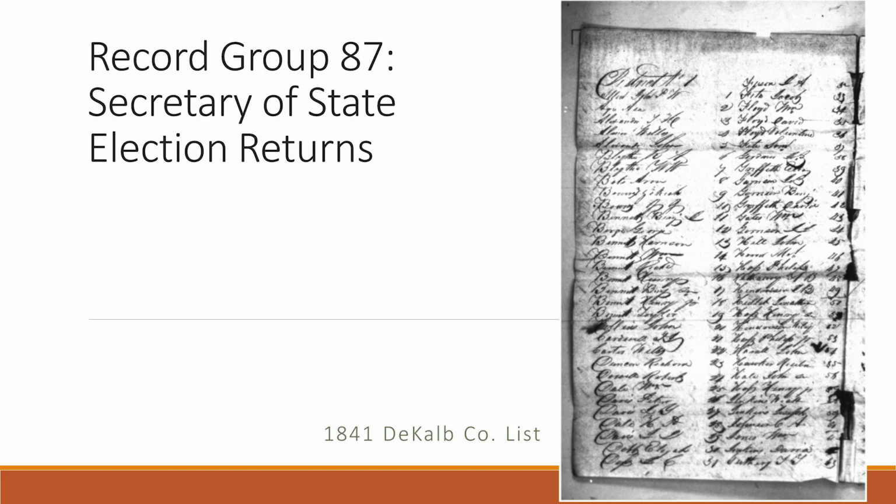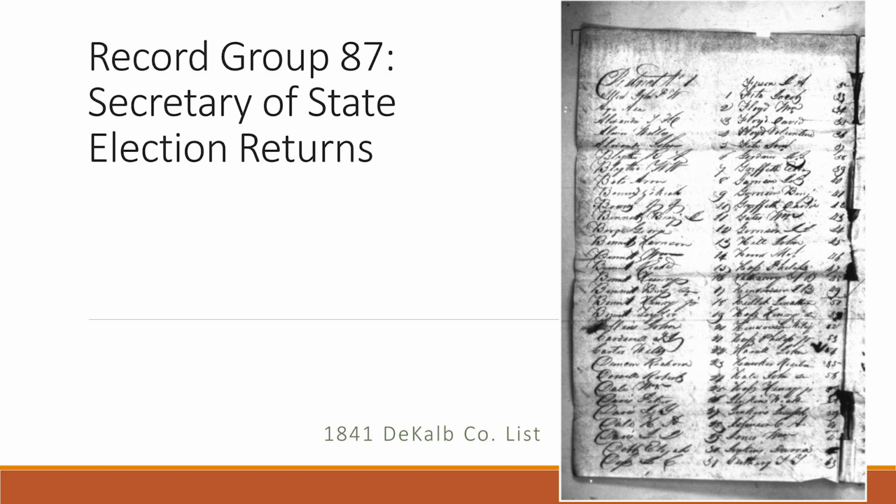Passed by act of the General Assembly in 1840. And there are 70 counties listed in this 1841 voters list. Here's an example from DeKalb County. And if you can see the script there, this is District 1, DeKalb County, 1841, and a list of names. So here are the white free men eligible to vote.